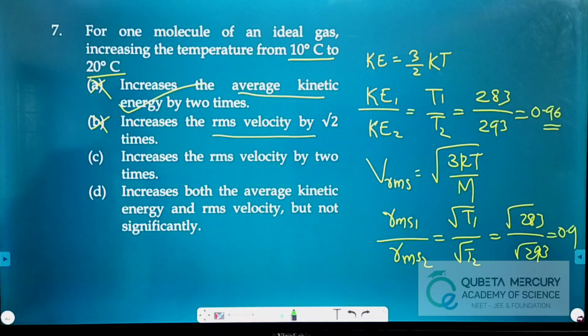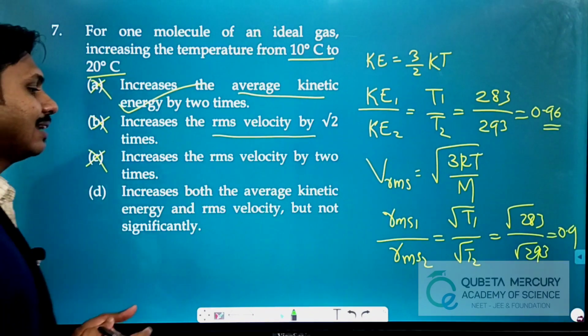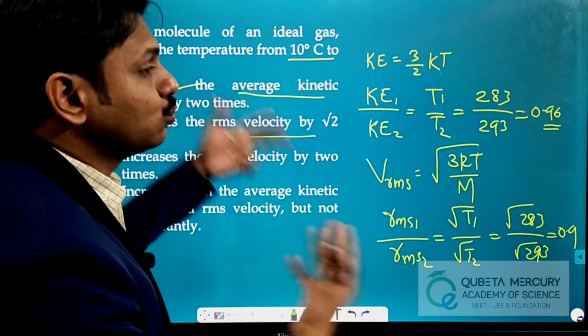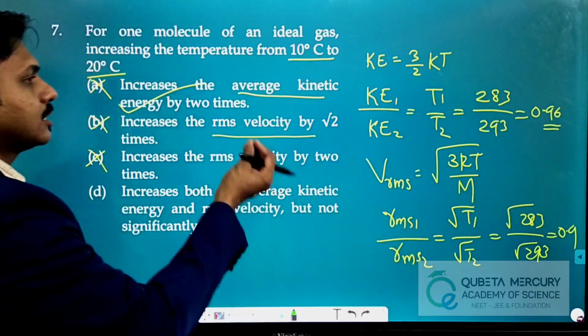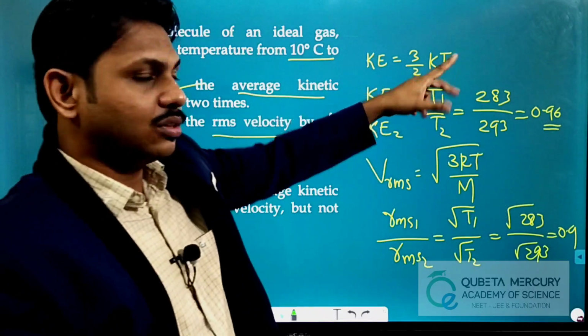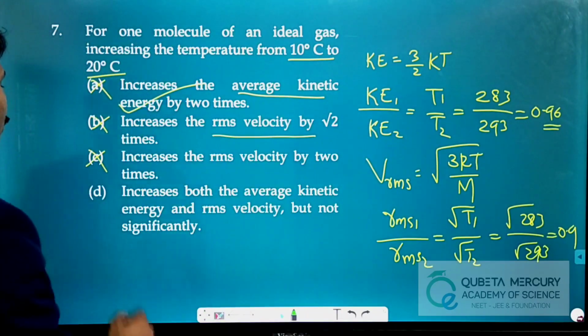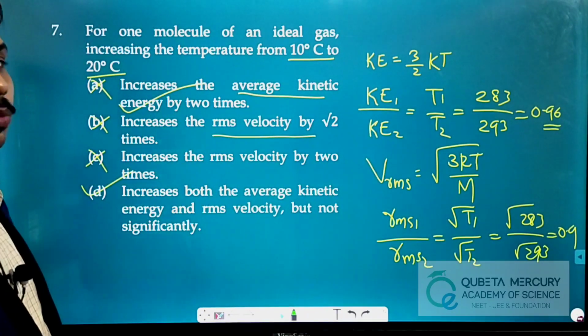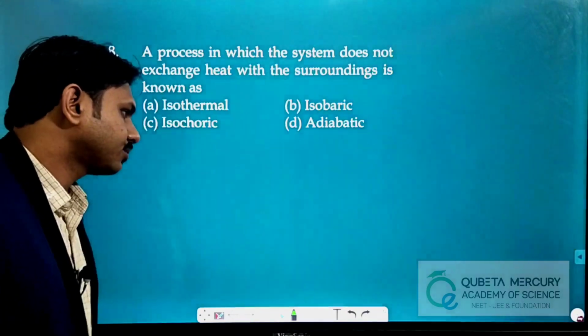Then the third option, increases the RMS velocity by 2 times. Never. Increases both the average kinetic energy and RMS velocity, but not significantly. Yes, that can be said. It increases, but it will not be like 2 times or 4 times. A small increment will be there. That can be calculated using the 3/2 kT values. So this is the right answer. I hope you understood. Moving on.